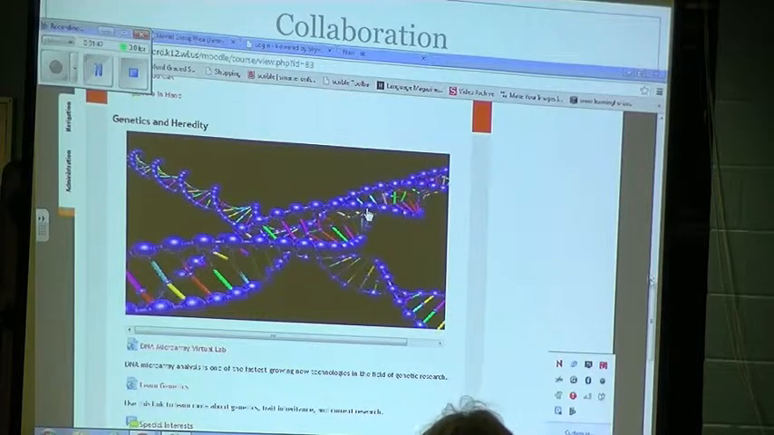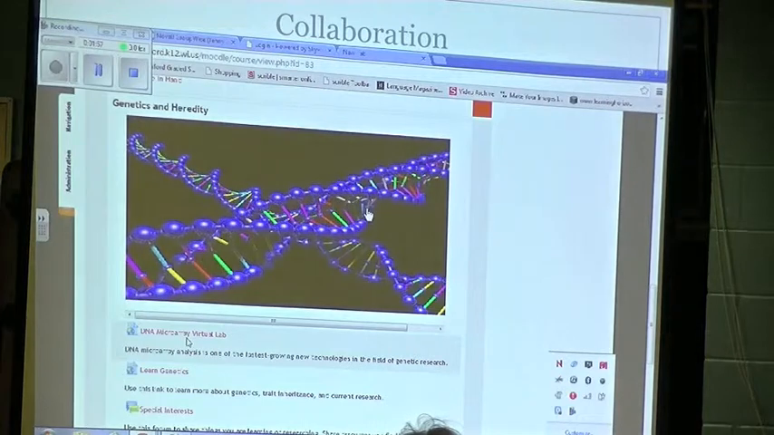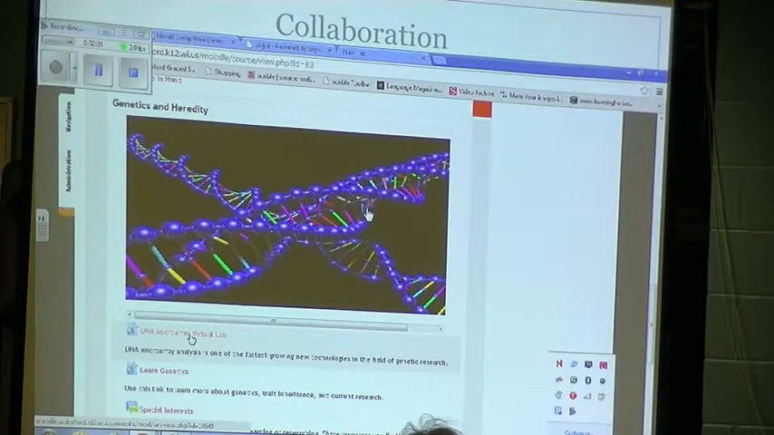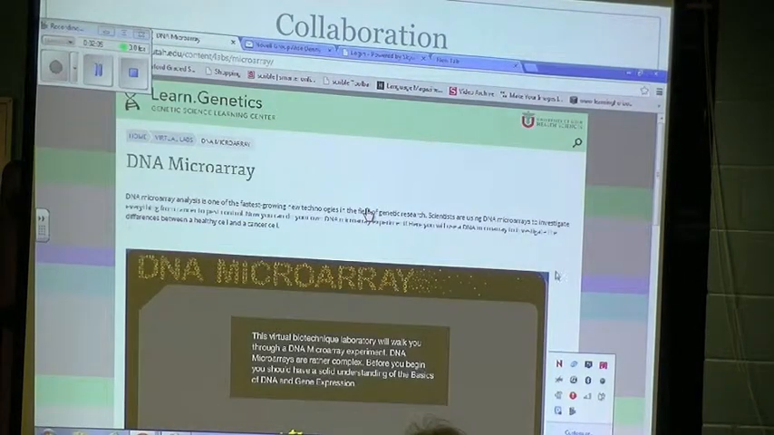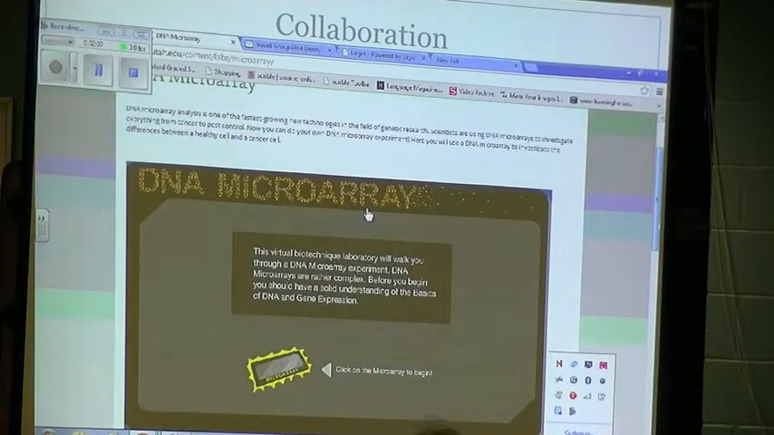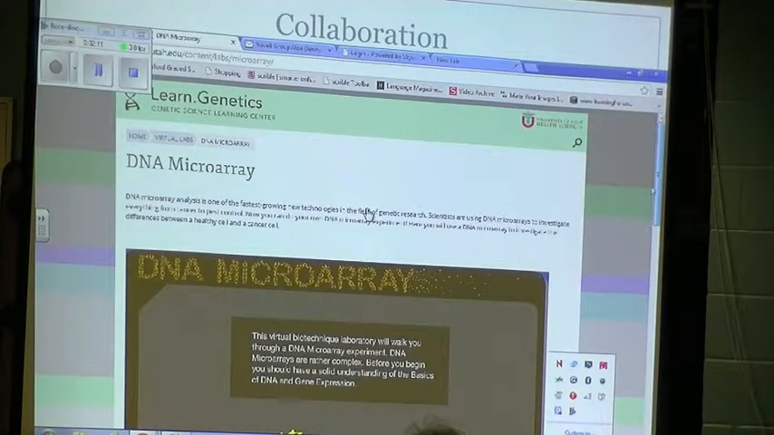During our cells and heredity unit, students are invited to the Lab Zone to look at a virtual lab on DNA microarray analysis, which is a growing technology in the field of genetic research. This allows students to experience some of the things that might happen in the lab without obviously going into a lab. I've used this site before. It's a very valid site, Learn Genetics through the University of Utah. So I'm excited for our students to be able to try that.